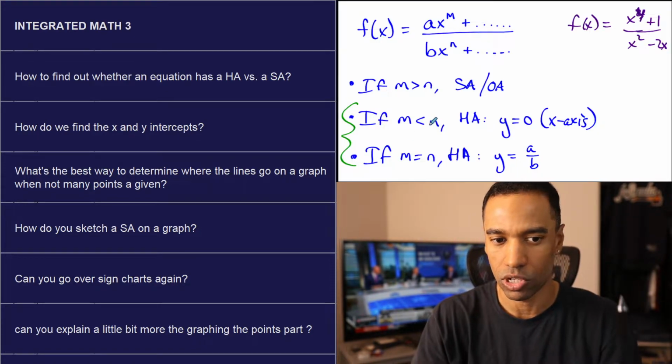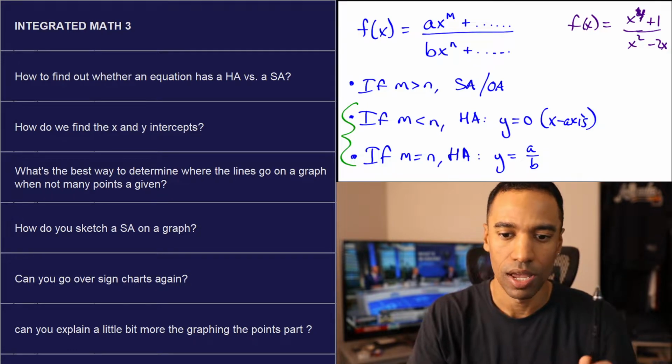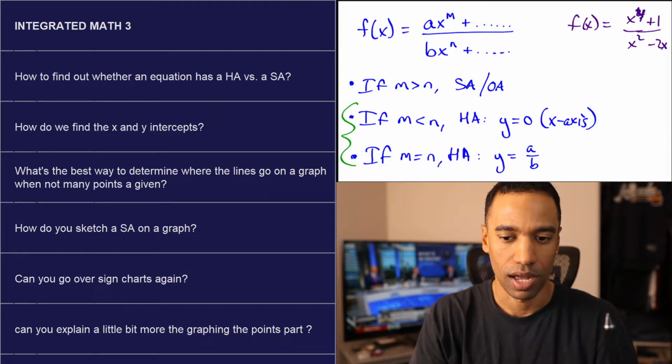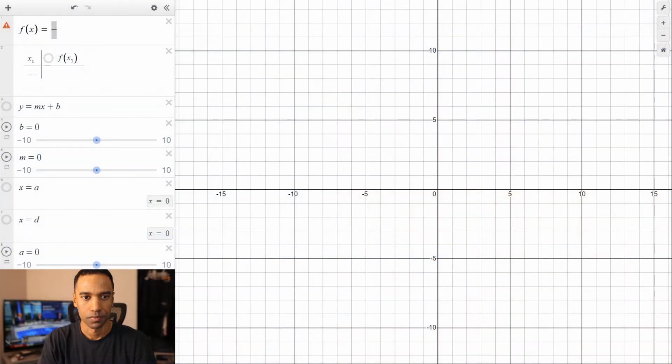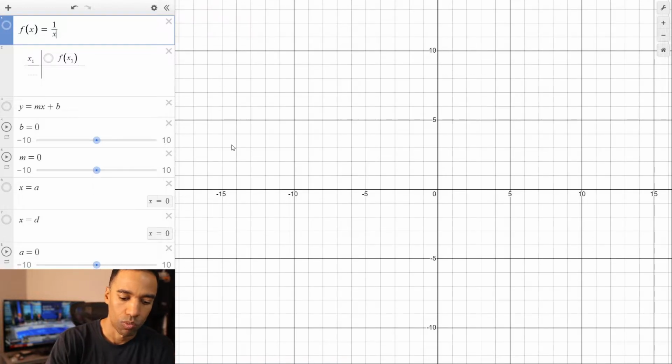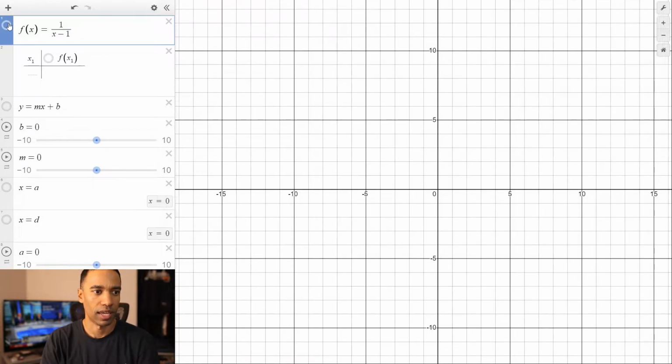What I pre-built just in case, and it looks like I'm going to be using it here, is a graphing calculator where I can draw graphs for you, sketch them, and see what comes out from them. So let's start with 1 over x minus 1, and let's look at that graph.